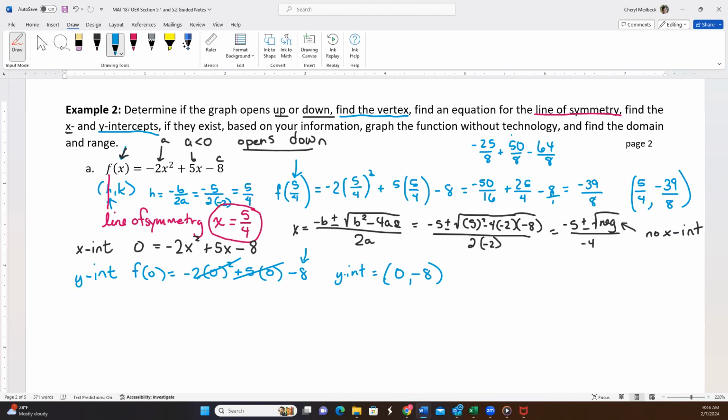If they exist, graph the function without technology and find the domain and range. All right, I'm going to throw some lines in here and we're going to try and graph this guy. Let's put all these pieces together. So let's start with our vertex, which is 5/4, which is the same as 1.25.